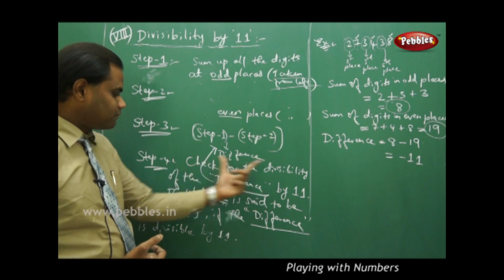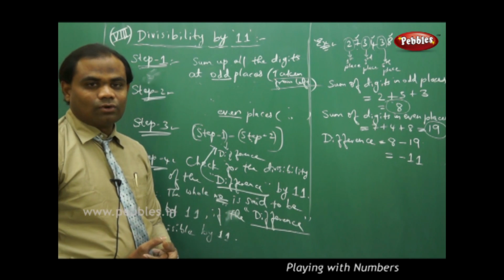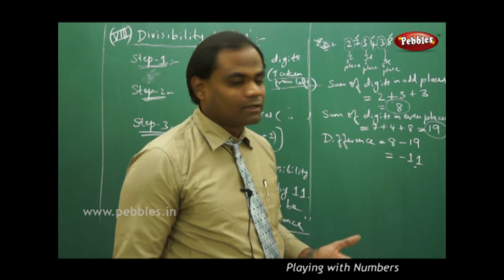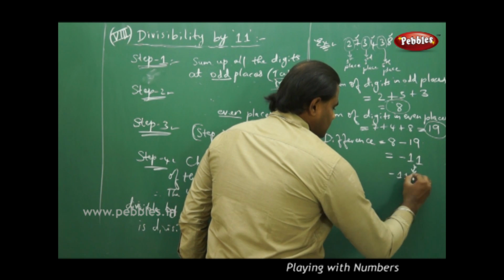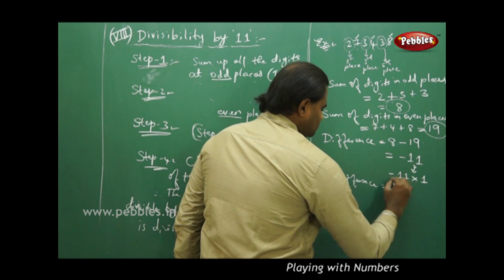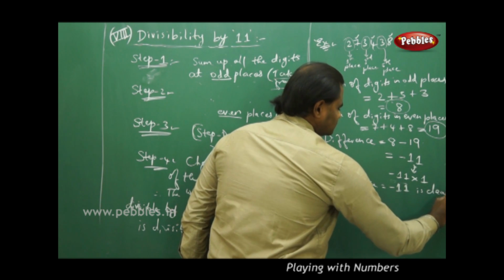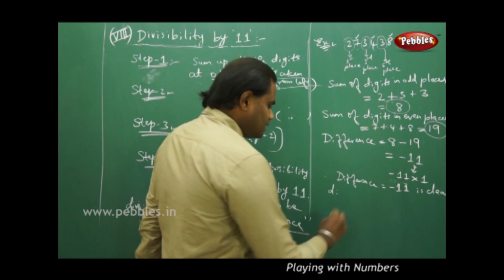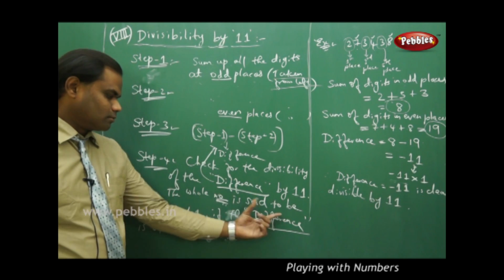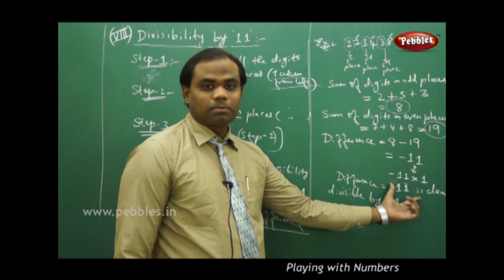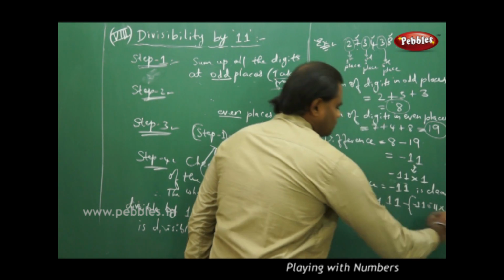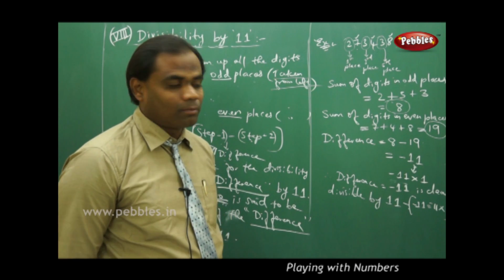My step 4 says that check for the divisibility of the difference by 11. So whatever difference I get here, I have to check for its divisibility by 11. Now clearly, because 11 is divisible by itself, I can see that this can be written as negative 11 times 1. Therefore, the difference negative 11 is clearly divisible by 11, which holds from step 4. Negative 11 can be written as negative 11 times 1. Every number is divisible by itself. This is the property I used here.